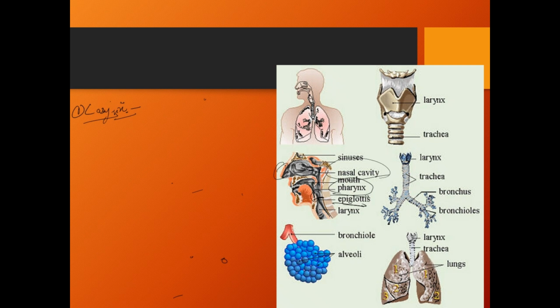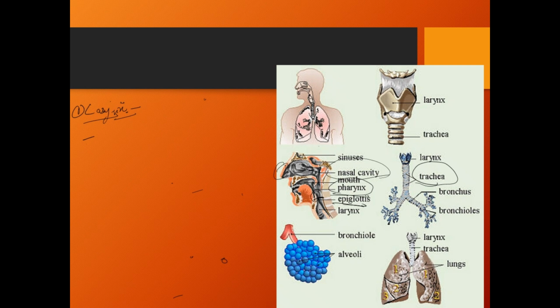Then the next one is your trachea. You can see here, this is the trachea structure. Now this trachea is mainly called the windpipe, because only through the trachea does the gas exchange take place, or the gases enter the lungs.